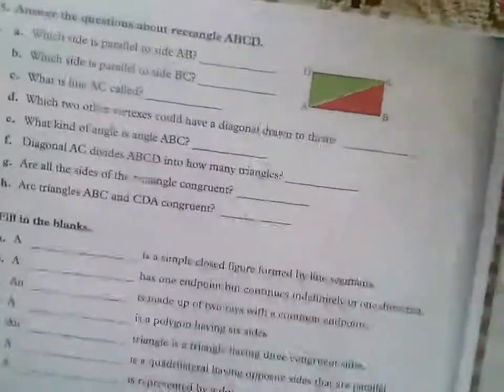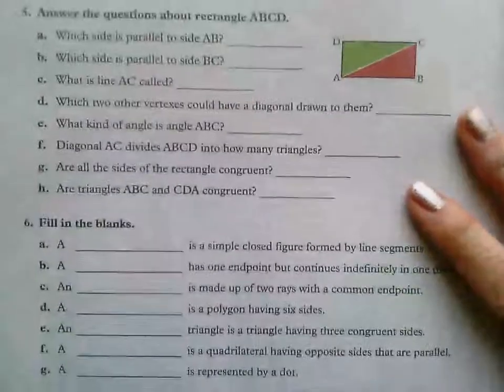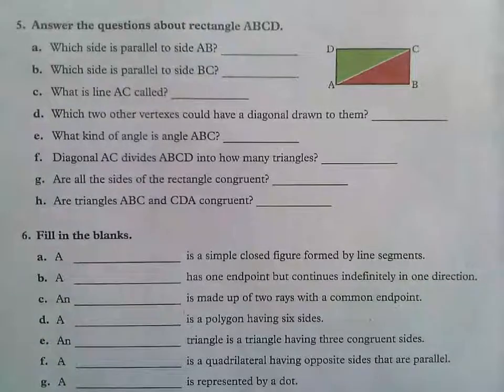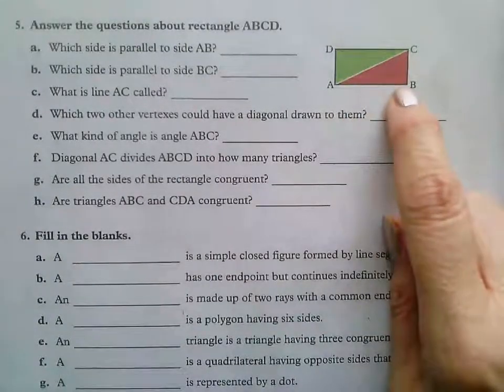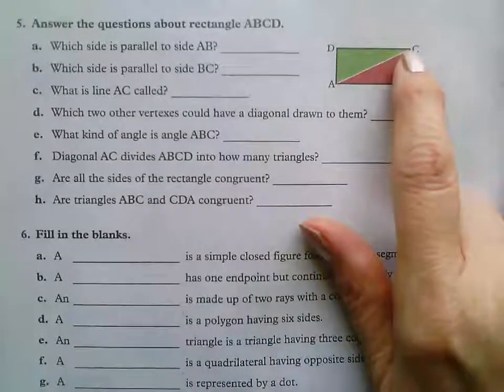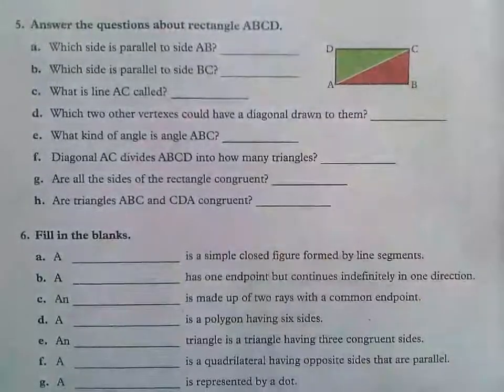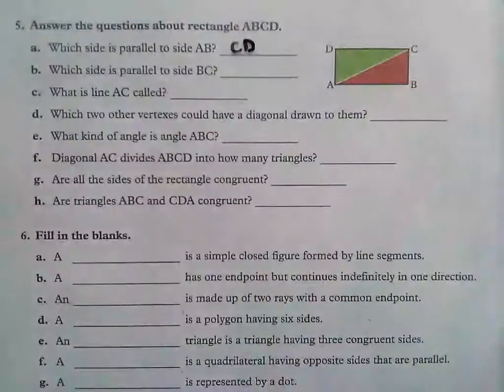Okay. Answer the questions about rectangle ABCD. I'm just going to take a quick look at this and see if there's anything that you should need my help with. I'm sorry, let's do letter A together just to get us started. Which side is parallel to side AB? Okay, so here's side AB. So which line is going the same direction? This one. When you name it, always go in alphabetical order. So you're going to say CD. Those two are parallel. All right.